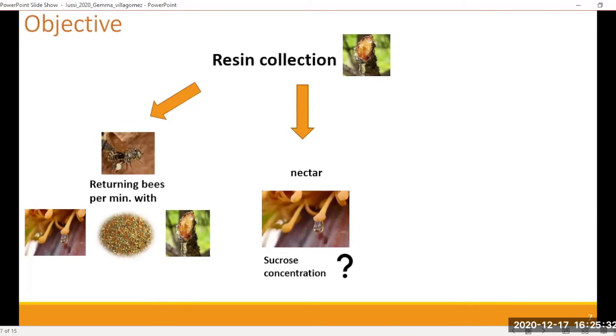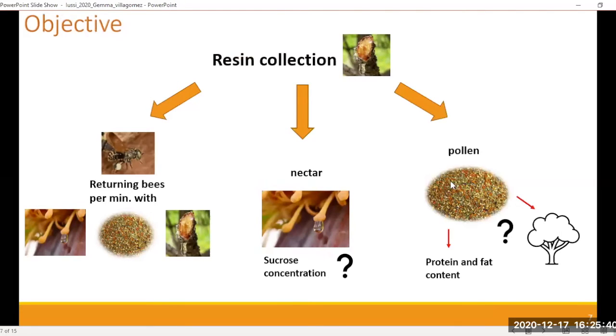For the nutritional requirements, we really want to see, for the nectar, if they collect nectar with higher or lower sucrose concentration, and also mainly about the pollen, to see if it has a different protein and fat content, and from which plants they get this pollen.